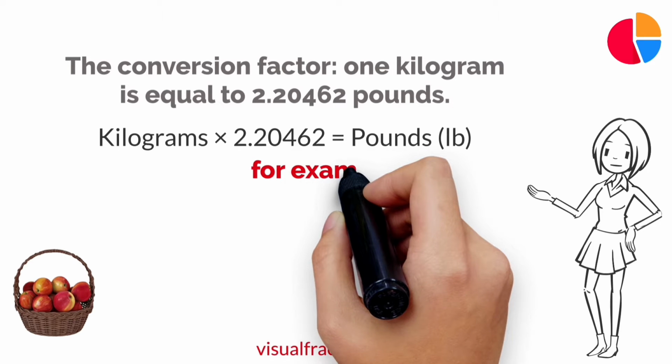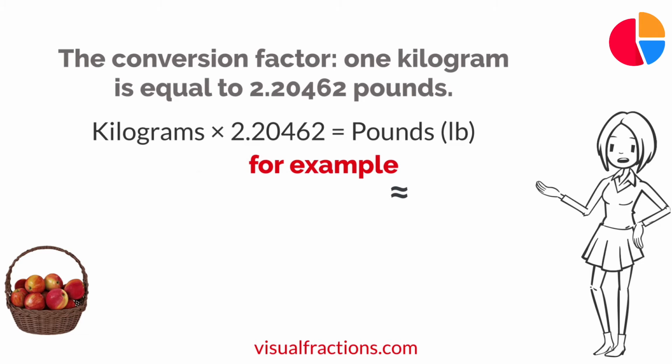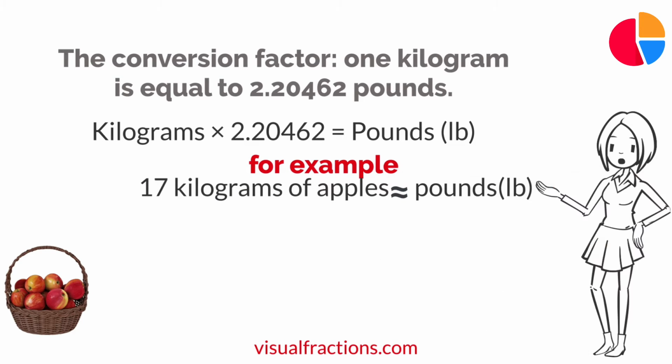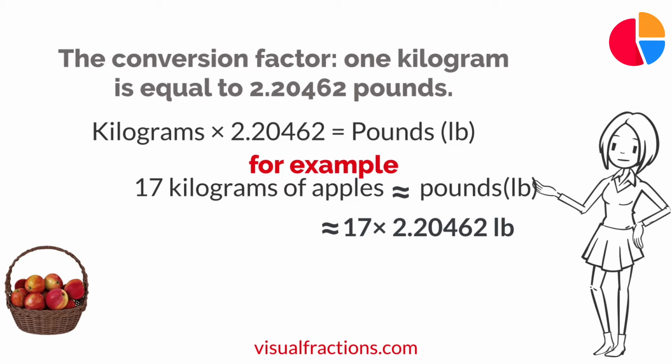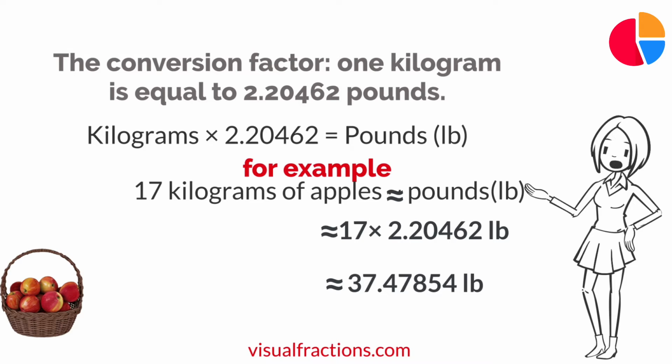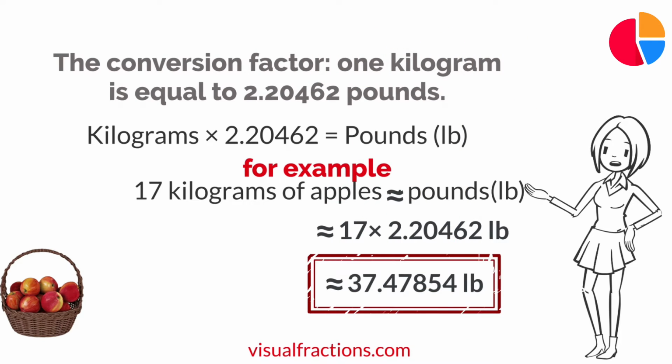Let's walk through an example. Say you have 17 kilograms of apples that you need to convert to pounds. We start by multiplying 17 by the conversion factor of 2.20462. This gives us approximately 37.47854 pounds. And that's it. We're done. 17 kilograms of apples is equal to approximately 37.47854 pounds.